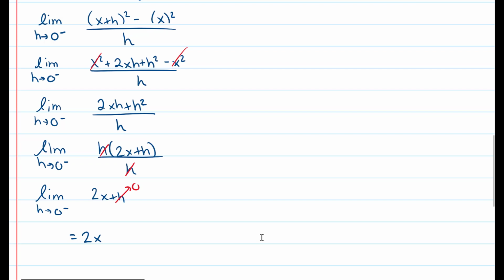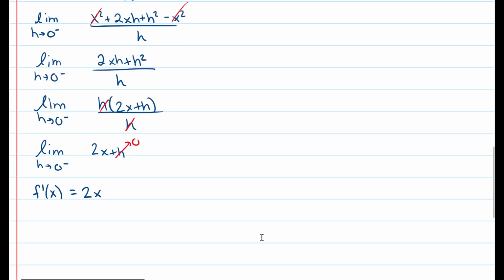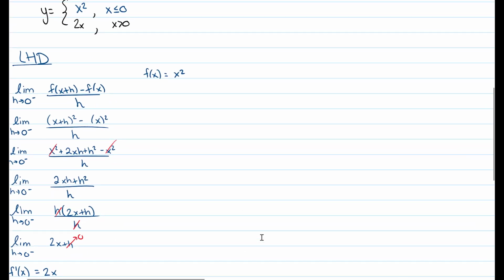And so we get that f prime of x is equal to 2x. So the derivative of x squared is 2x. And now we want to know the derivative at 0. So f prime of 0 is just equal to 2 times 0, which is 0. Now to check that, we need to do the derivative from the right. So a right-hand derivative.